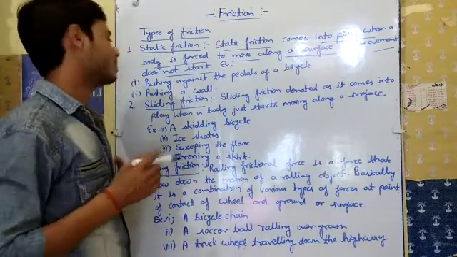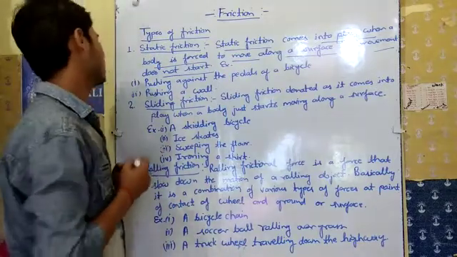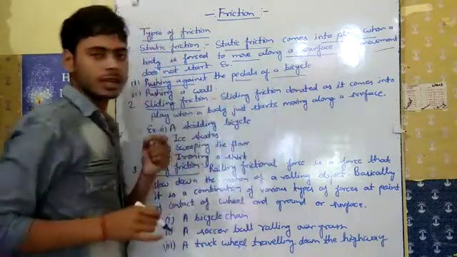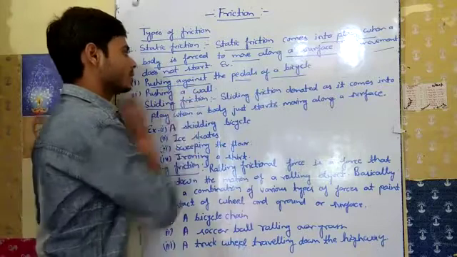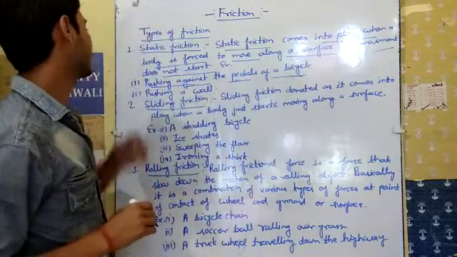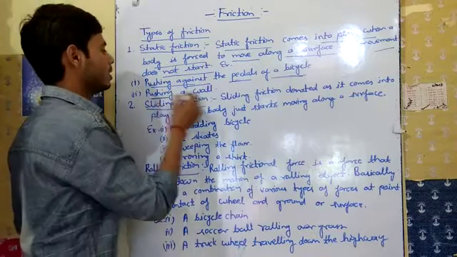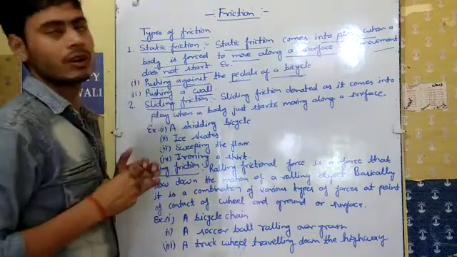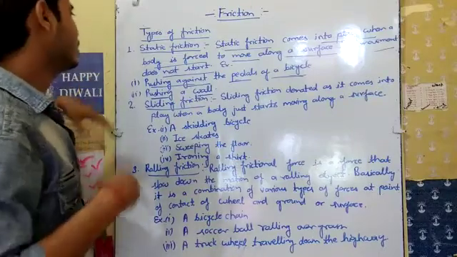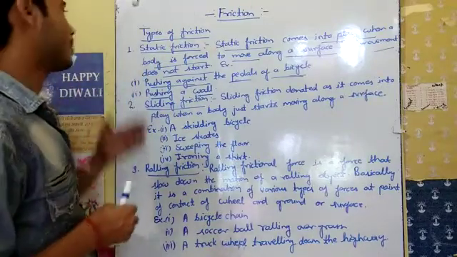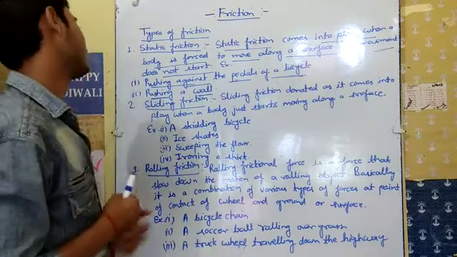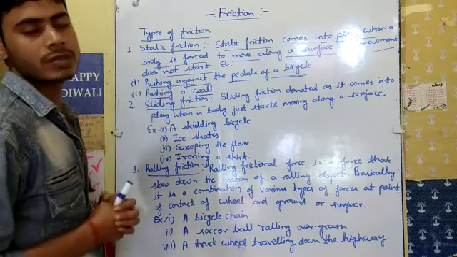Now if we talk about examples of static friction, the first is pushing against the pedals of a bicycle. This is an example of static friction. The second one is pushing a ball. Suppose we push this ball, at that time we apply static friction because the movement does not occur. So pushing a ball is an example of static friction.